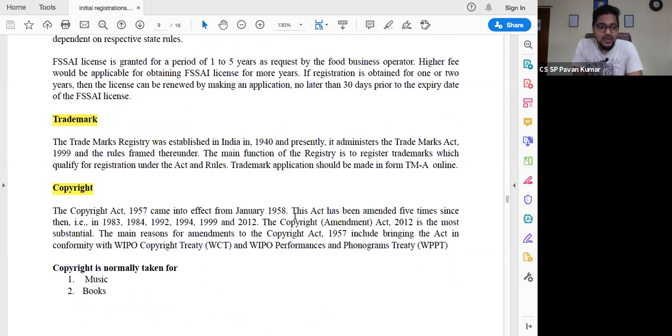Next comes the trademark registration. Trademark registration, copyright, patent, and all these things you would have seen. These are all intellectual properties. Trademark is basically for a particular name on which you do a particular trade.